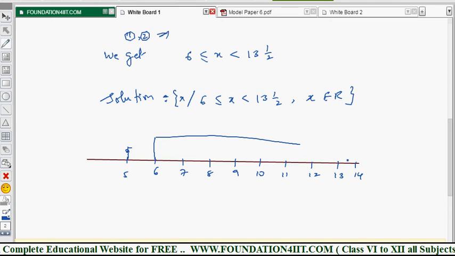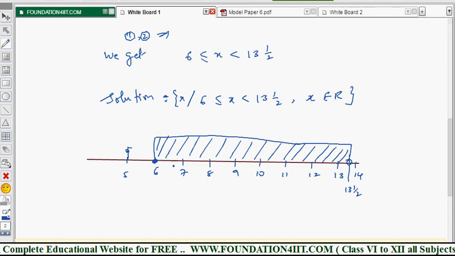From this is 13 and a half, so the middle of this is 13 and a half. Till there you can take, here you can keep the circle. This is the closed one. Just you can join like this. Everything is covered in this line.